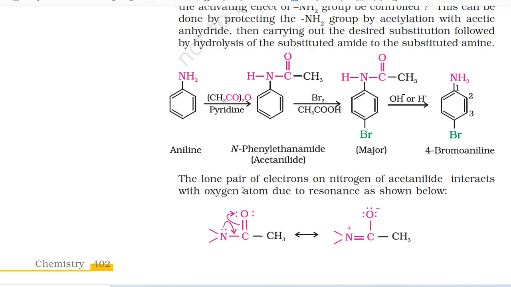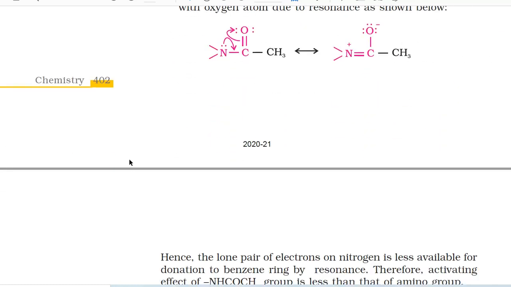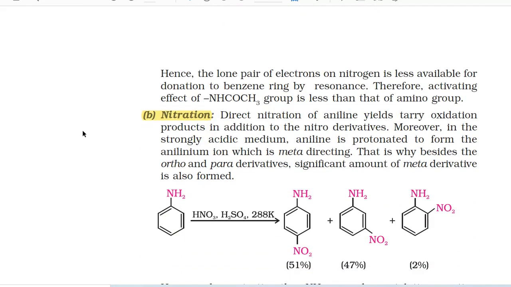The lone pair of electrons on nitrogen of acetanilide interacts with the oxygen atom due to resonance as shown below. Hence, the lone pair of electrons on nitrogen is less available for donation to the benzene ring by resonance. Therefore, the activating effect of the NHCOCH3 group is less than that of the amino group.